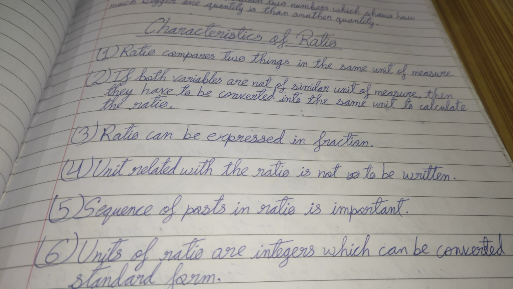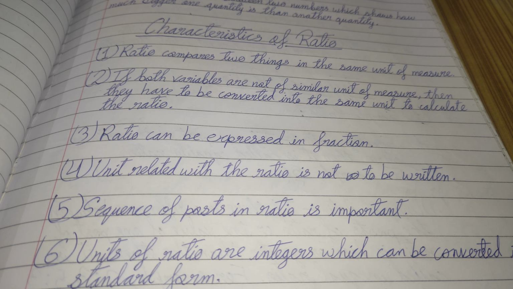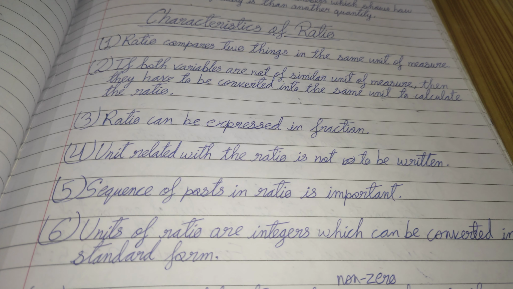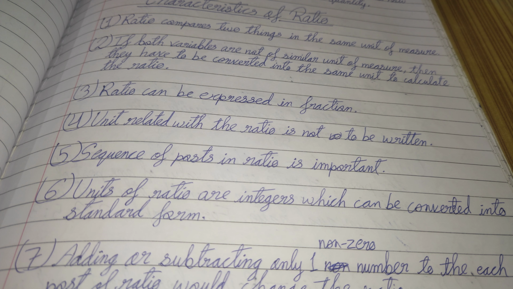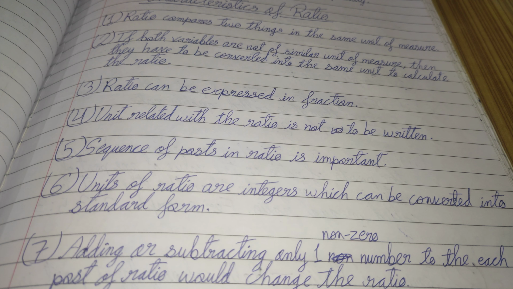Sequence of posts in a ratio is important. Terms of a ratio are integers which can be converted into standard form. Adding or subtracting only one non-zero number to each post of a ratio would change the ratio.